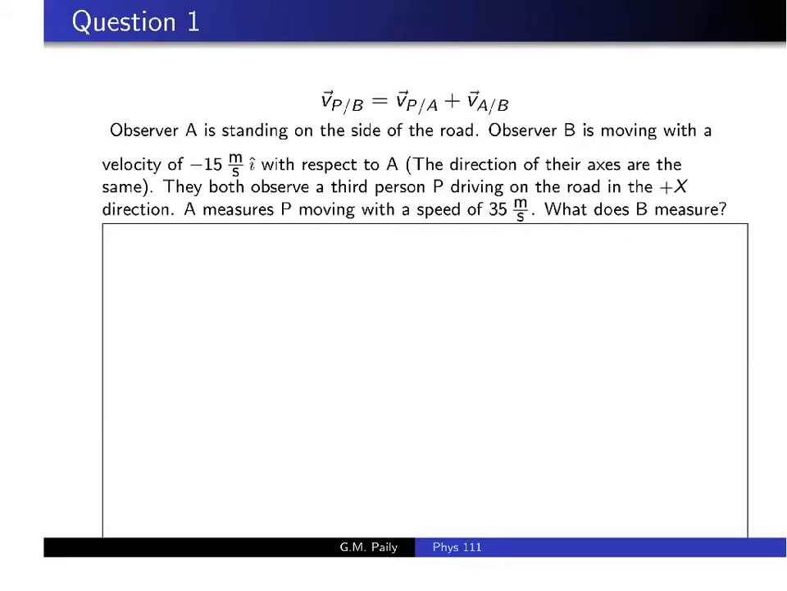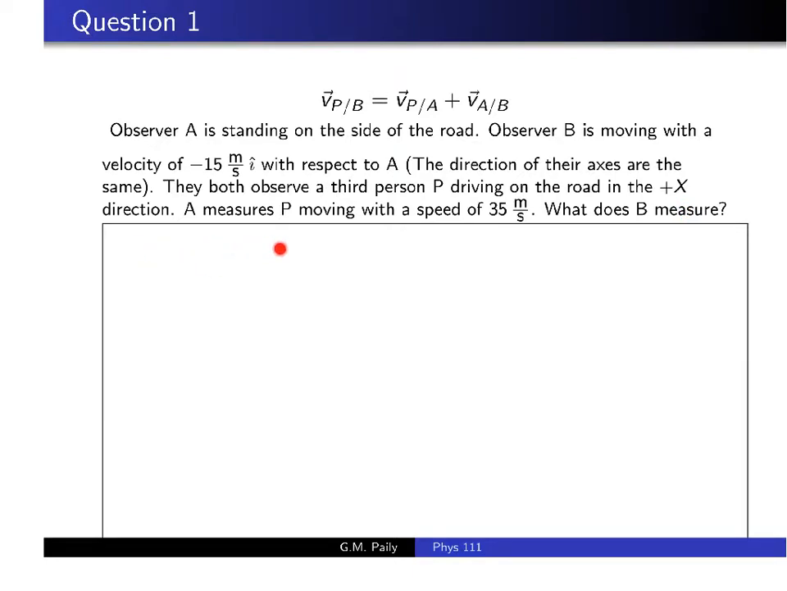Let's look at a specific example. Observer A is standing on the side of the road. Observer B is moving with a velocity of negative 15 meters per second I hat with respect to A. They both agree on the direction of their axes, and they both observe a third person P driving on the road in the positive x direction.